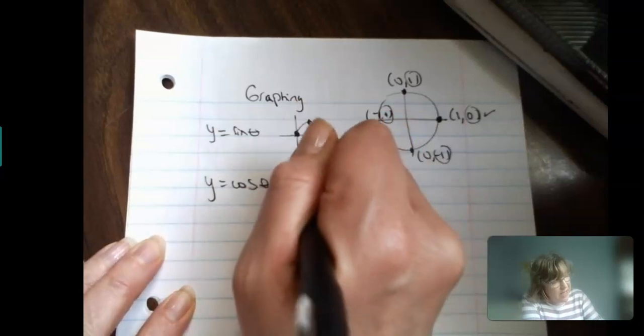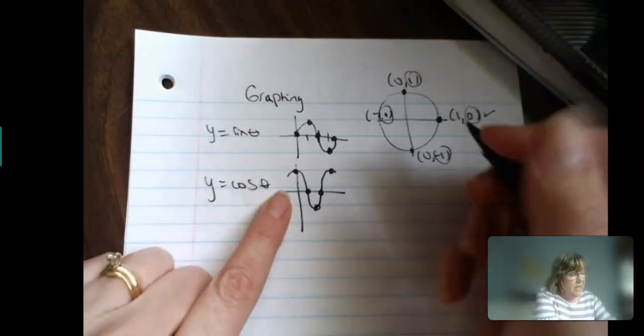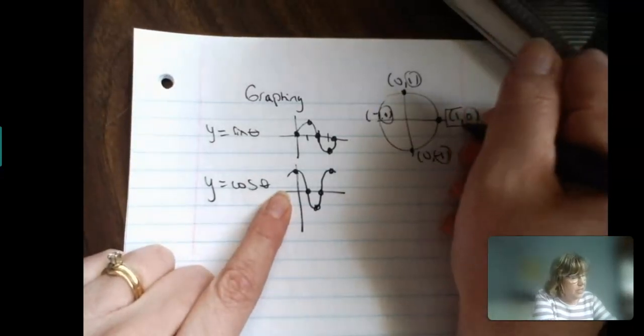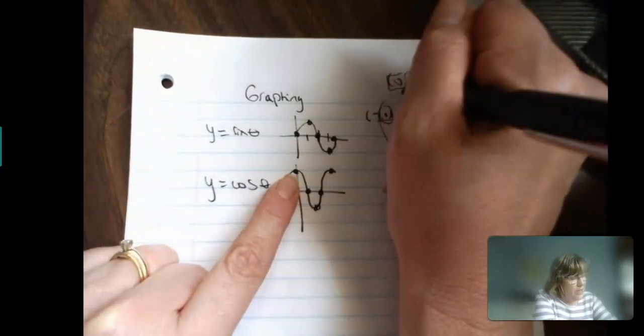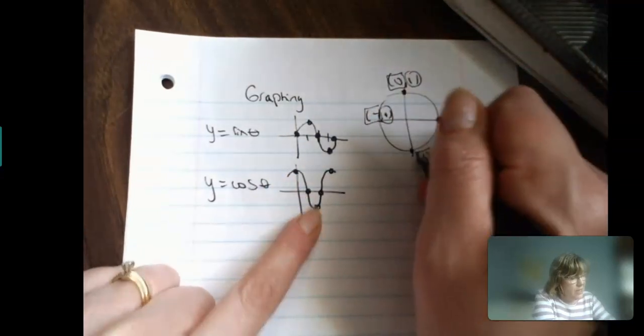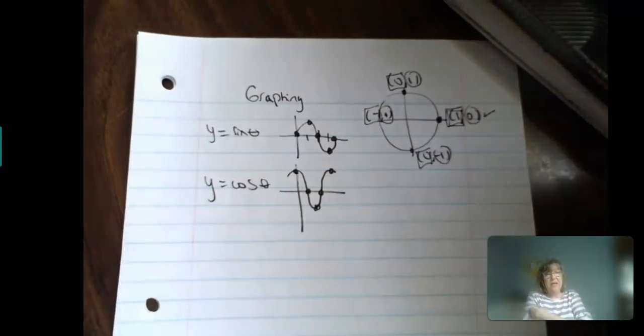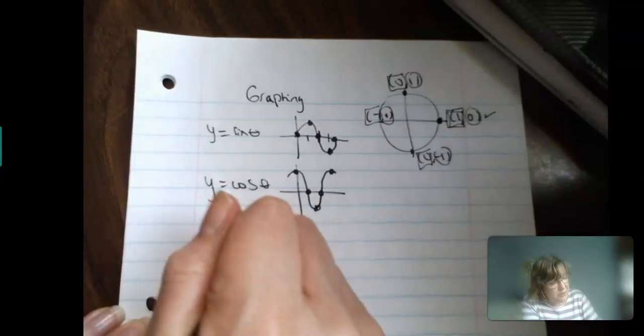So it goes high, mid, low, mid, high, okay? And so now you're looking at the cosine. So I'm at 1, cosine is 0, cosine is negative 1, cosine is 0, and cosine is 1, okay? Now, if I'm going to do tangent, that's when you start getting into asymptotes.